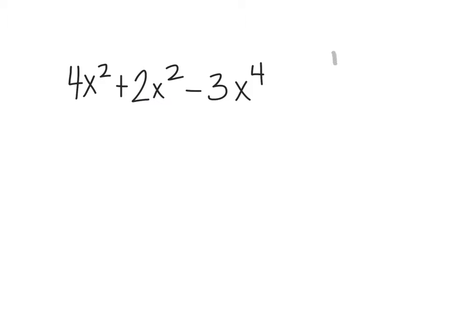All right, welcome back. We are going to add one more step. So this time we have 4x squared plus 2x squared minus 3x to the fourth. So remember, we want to match up our base and exponent, and then we can combine those. So we're still looking for the matching base and the matching exponent.